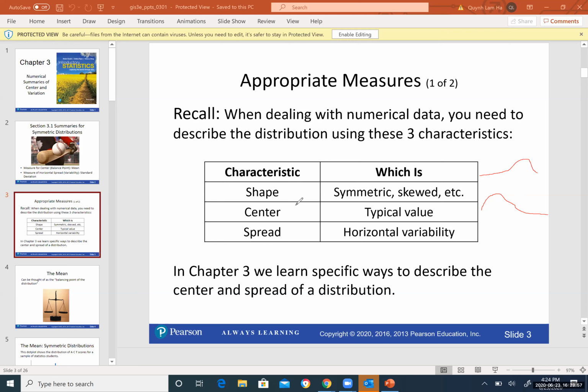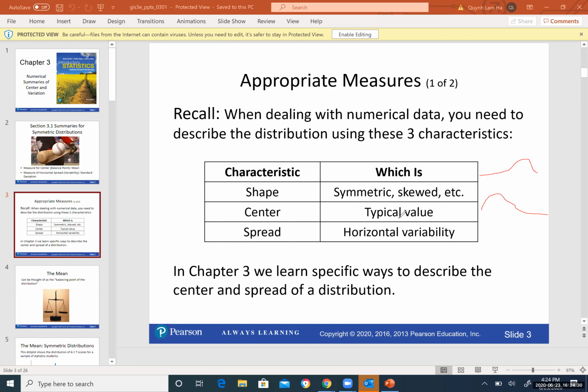And for the type, the center we call the balance point, or in general we call it the typical value, because right here we're talking about two types of distribution: symmetric and skew. I do not say a specific name applies for the symmetric distribution. You call it the mean for a symmetric distribution. But for a skew distribution, the center becomes the median.